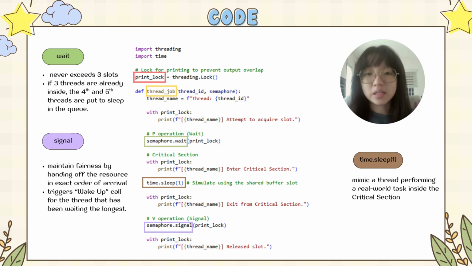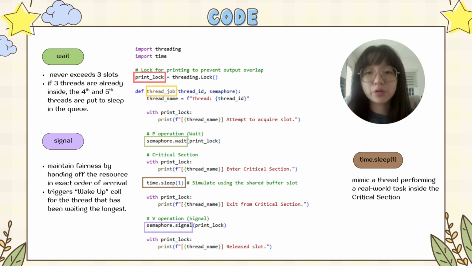The thread lifecycle is a strict four-step process: request, wait, execute, release. First, the thread sends a request to use one of the slots. Second, it calls semaphore.wait. If our three slots are full, the thread doesn't keep trying to enter. It is moved to a wait queue and put to sleep. This is what we call non-busy waiting.